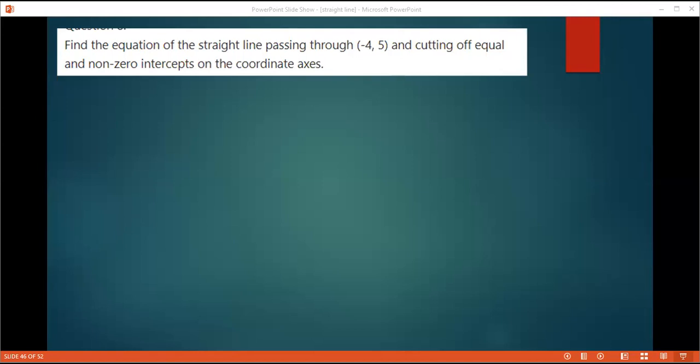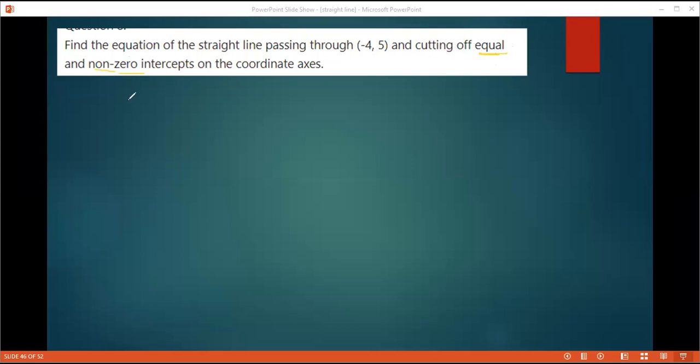Today we are dealing with Class 11 Straight Lines 3A, Roman number 2, eighth question. The question goes like this: Find the equation of a straight line passing through (-4, 5) and cutting off equal and non-zero intercepts on the coordinate axes. So, here a straight line passing through one point is given, and if we observe, it cuts off equal, non-zero intercepts. That is very important.